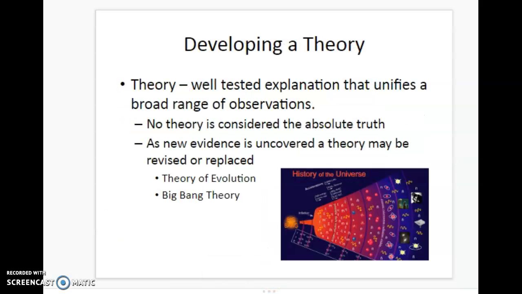And the last thing I'd like to talk about today is a theory. A theory unifies a broad range of observations. This is the point when we talk about repeat. This is why it's important. So to develop a theory, it's been done many, many times, and it's agreeing with all of the observations. Now, it's not a law, so it's not considered the absolute truth yet, and if new evidence is uncovered, it could be revised or replaced.